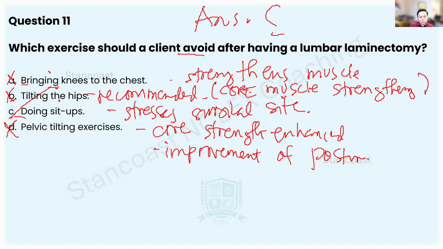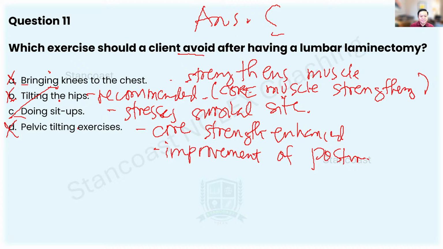And when this is achieved, there is much better support. There will be spinal stability if they have better core muscle strength. All right. The same thing with letter D, pelvic tilting exercises. This can also promote the muscle core strength.